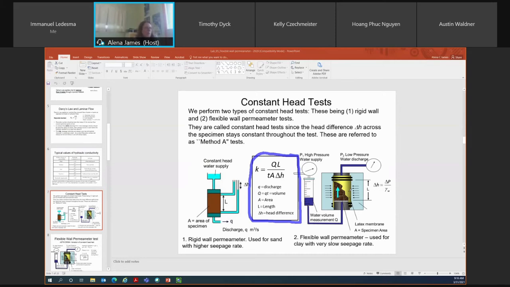You can measure that head difference by either knowing what your pressures are or the difference in your pressures, or in the case of a rigid wall permeameter test, you can just measure your head differential on the tubing. In a flexible wall permeameter test, you know what your head differential is because you're applying two different pressures to the top and the bottom of the specimen.